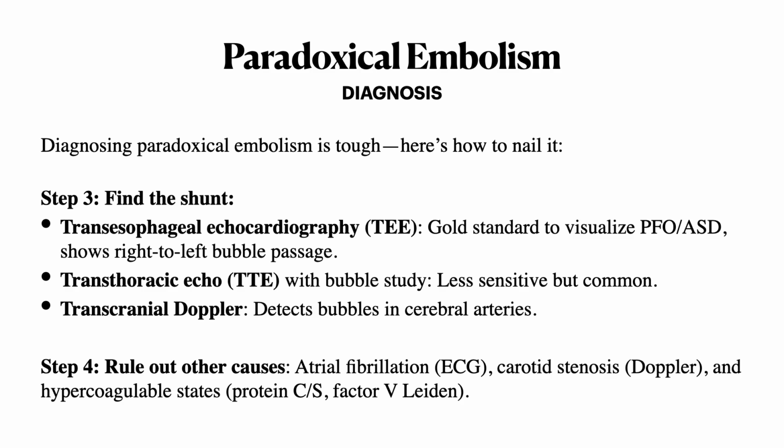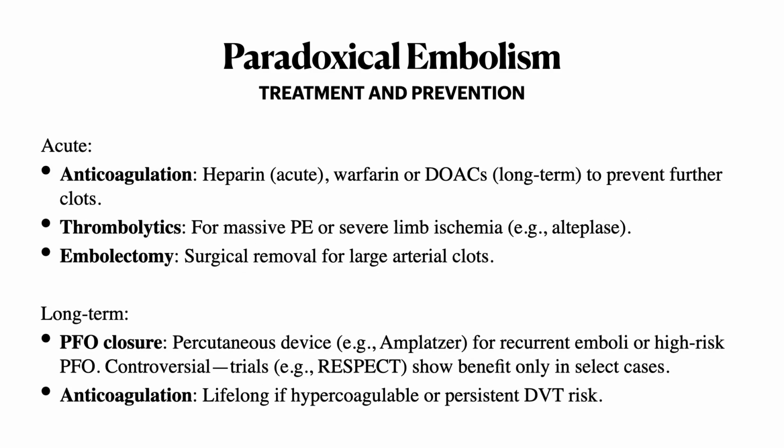So what is the treatment and prevention of this disease? In acute treatment we have to use anticoagulation: anticoagulants like heparin acutely, and warfarin or DOACs long term to prevent further clots, and thrombolytics for massive PE, that is pulmonary embolism, or severe limb ischemia, for example alteplase. And embolectomy, that is surgical removal, should be done for large arterial clots.